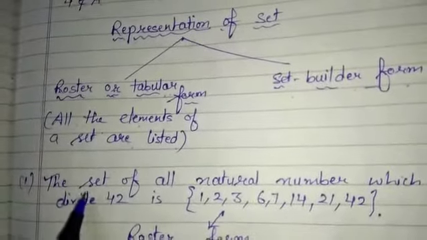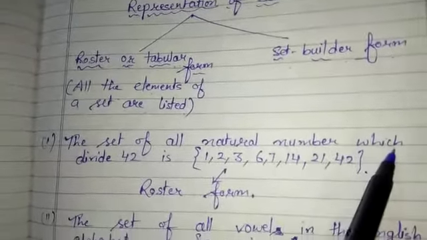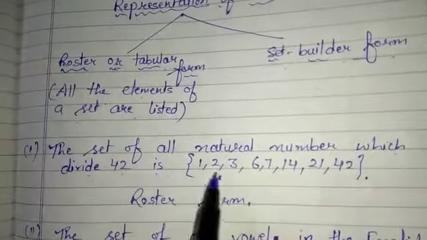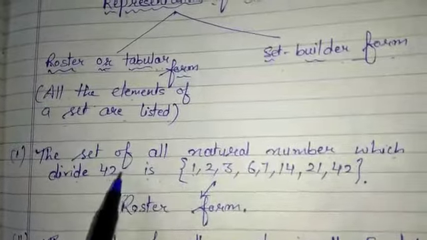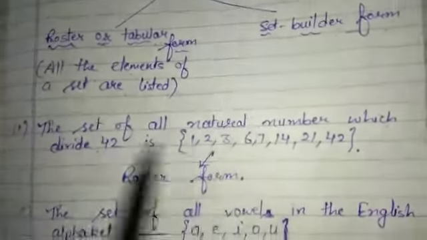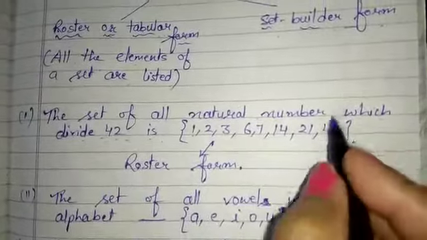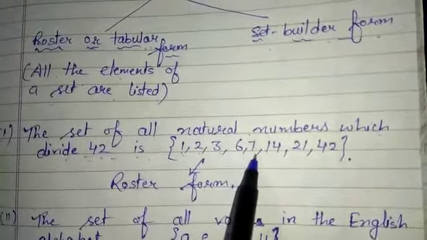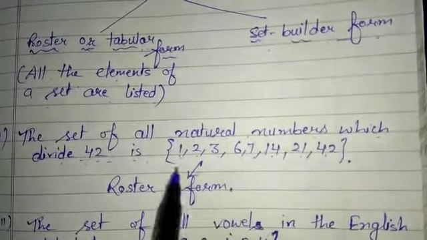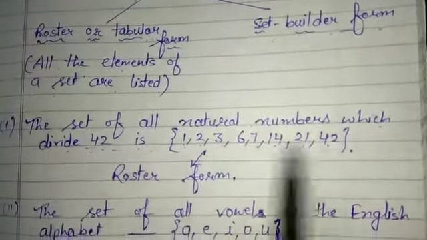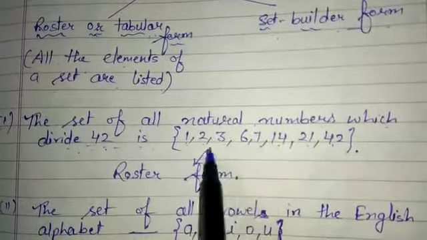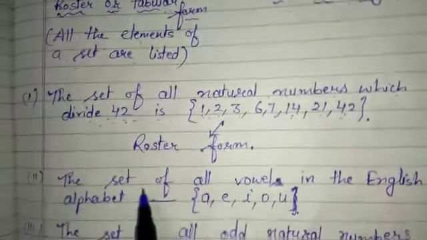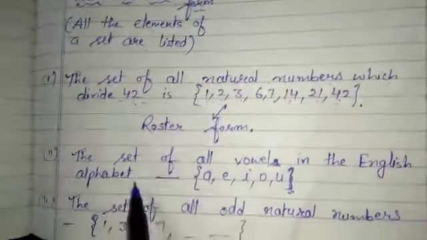For example, the set of all natural numbers which divide 42. We know the natural numbers 1, 2, 3 and so on, but we have to find the natural numbers which divide 42. So the numbers that divide 42 are 1, 2, 3, 6, 7, 14, 21, 42. These are the factors of 42. So these are the listed elements.